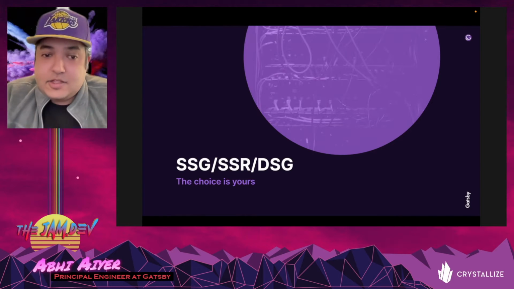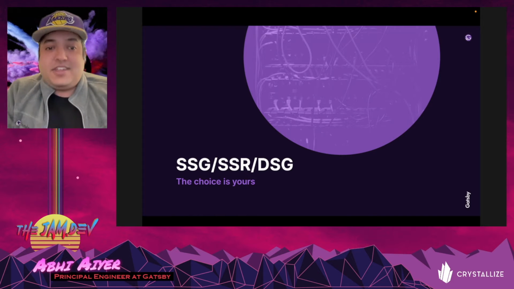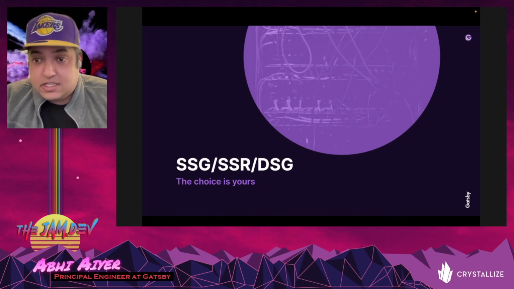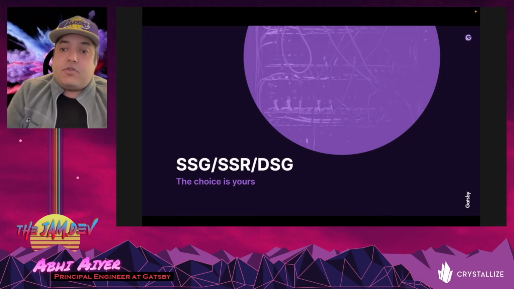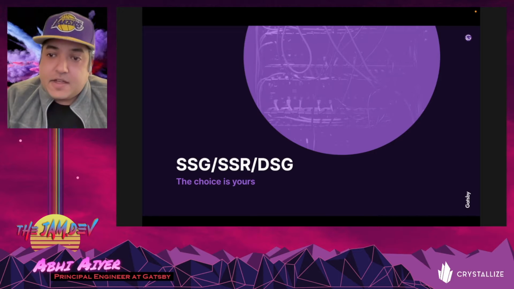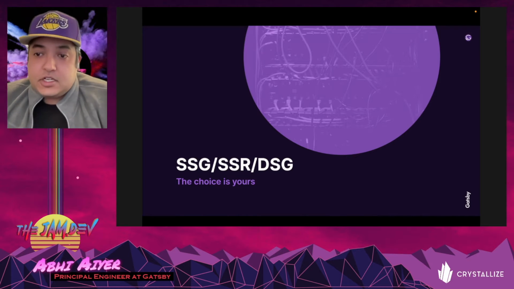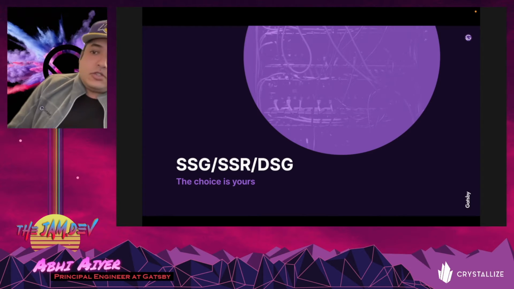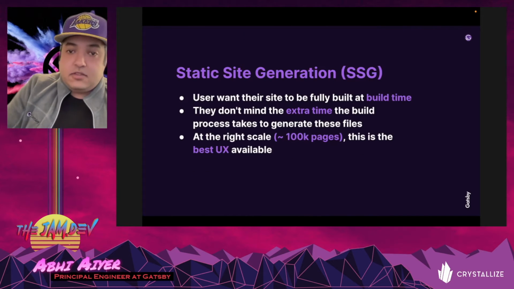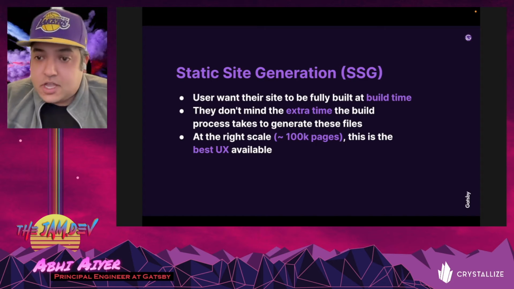All right, now we're gonna get into the acronym world. At the end of this last year, we came out with different rendering strategies. I was mentioning Gatsby was shifting left. And with these new rendering strategies, we actually give the choice to the user. How do you want to build your application? SSG is fine. What is SSG?